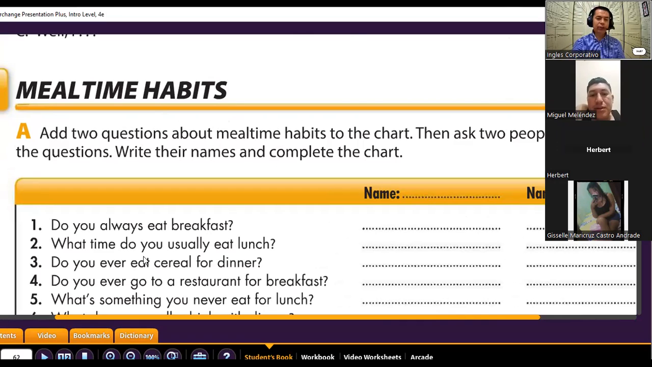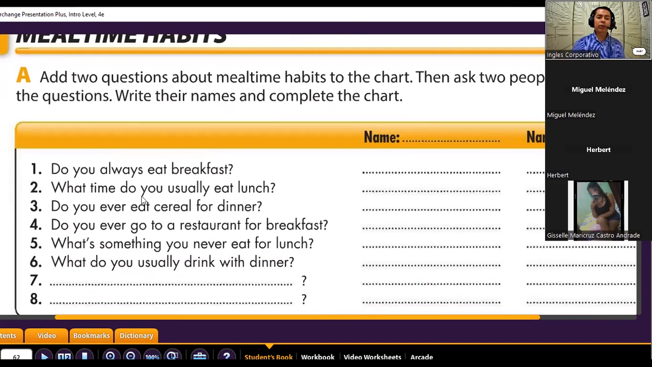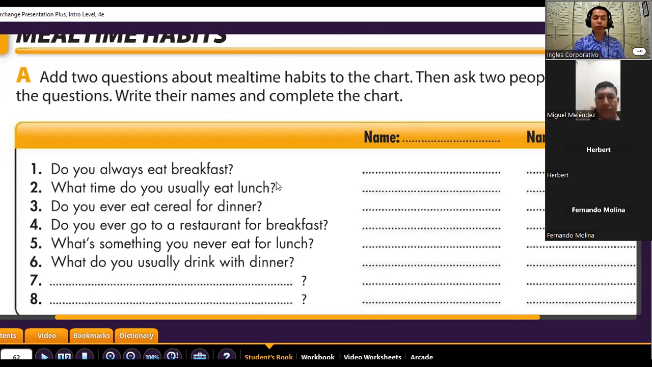Okay, let me see. Fernando, what time do you usually eat lunch? What time do you usually eat lunch, Fernando? Teacher, excuse me. Hay que contestar nada más. Mm-hmm. Personally, it's a personal question. What time, Fernando, do you usually eat lunch? It's 12 o'clock. Okay, thank you.